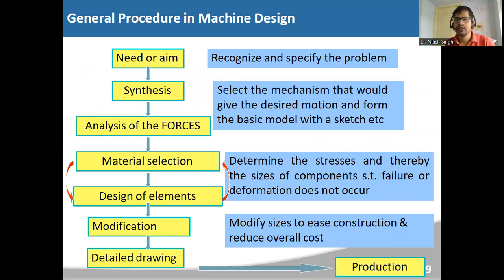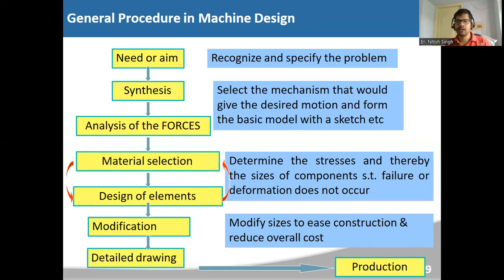Generally, every machine design has a main goal scenario. It's a need or aim, like finding problems and how to fix them, and synthesis mainly decides which process is easiest, with minimum cost and minimum time. After all the processes are completed, we go to force calculations, what type of force is required, and all the materials and conditions are calculated accordingly.